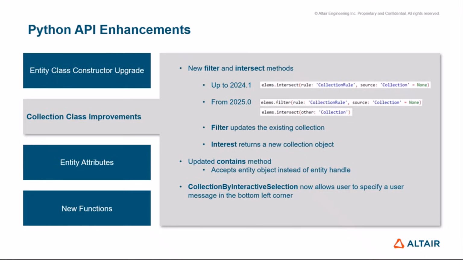And last but not least, collection by interactive selection now allows you to specify a message in the bottom left corner. So this is the widget that allows you to prompt the user to select entities interactively, and they will see a little message in the bottom left corner of the HyperMesh window.